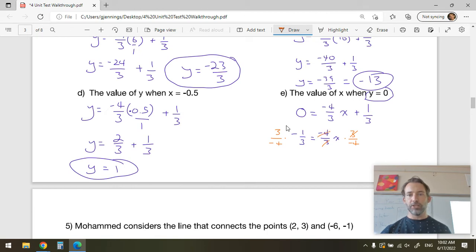Your negative 4 cancels your negative 4. One's on the top, one's on the bottom, which just leaves you x equals on that side of the equation. Over here, notice the 3 cancels the 3, the negative cancels the negative, and I'm left with 1 over 4. So the answer here is 1/4 equals x. Done, final answer.